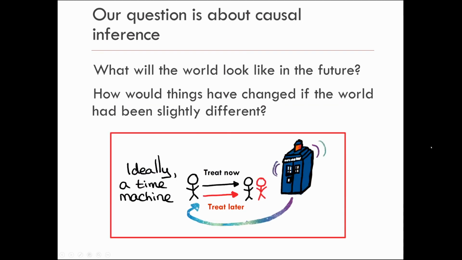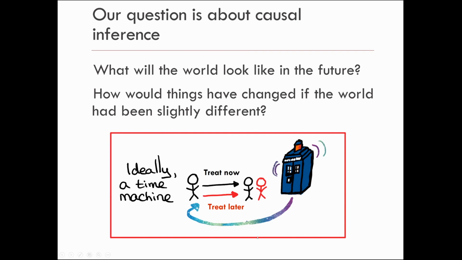So let's go back to what our beginning question is. We want to know, should we treat this patient now or should we treat her later? And when we think about our question in terms of causal inference, what we're really asking is, what will the world look like in the future if we do treat her? And what will the world look like in the future if we don't treat her? With respect to some specific aspect of the world, which for this patient is how well she's doing in terms of her disease progression, or possibly how well she's doing in terms of survival at some specific time point.